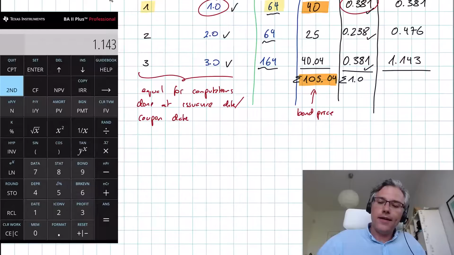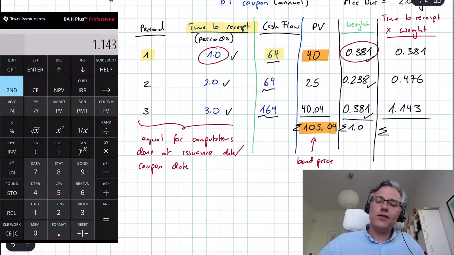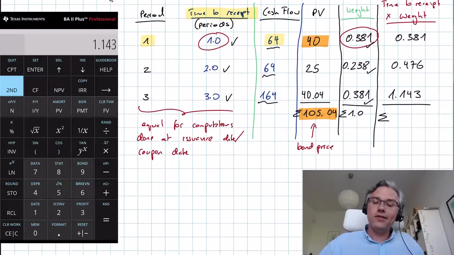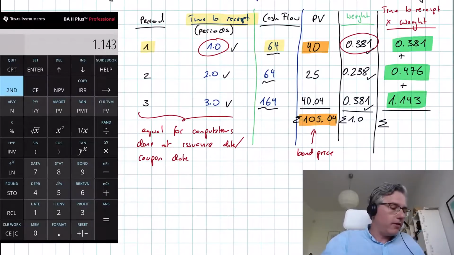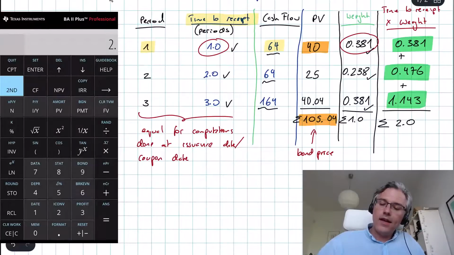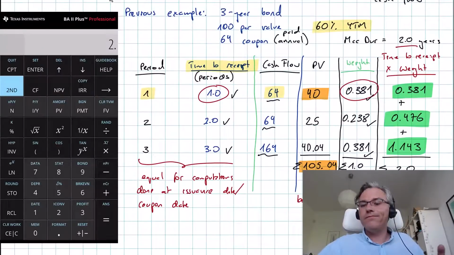1.143, and now we sum all of these times to receipt times weight. So this plus this plus this, 3 numbers. I've got the final one on my calculator, so plus 0.476 plus 0.381 equals, voila, it equals 2. And that is our bond's Macaulay duration, which we kind of knew from the previous video that it would be 2. Okay. Good.